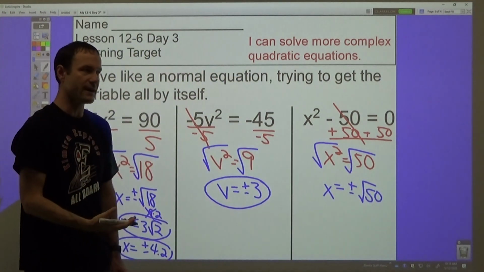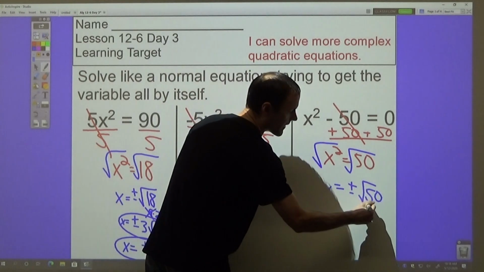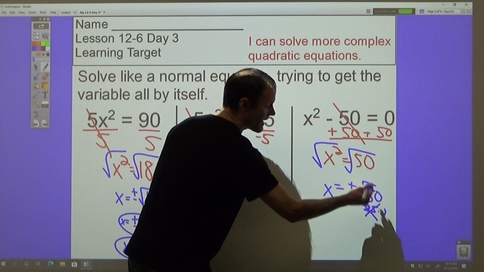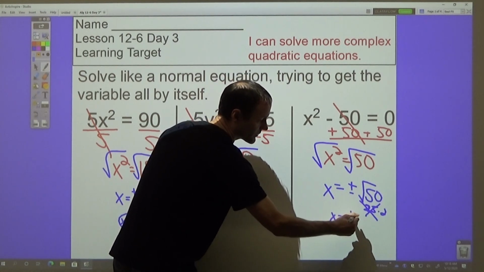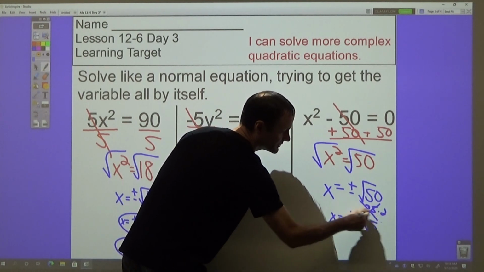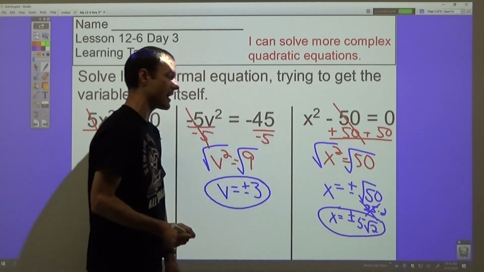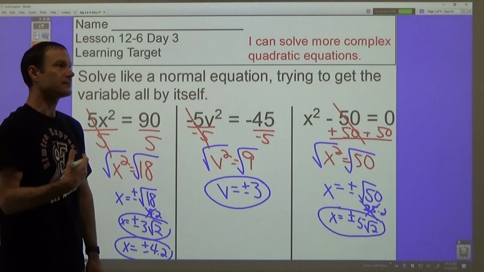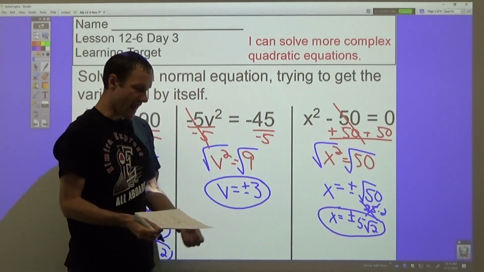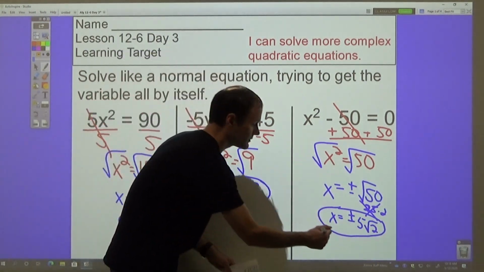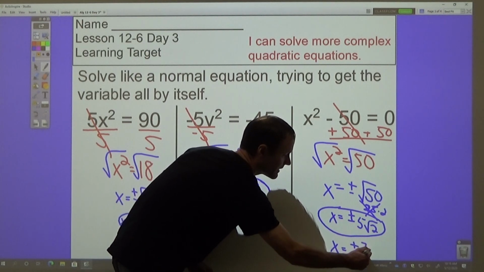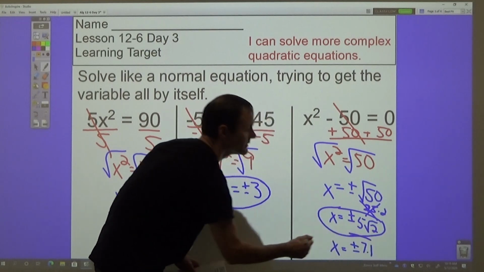Now 50 can be broken down. 50 is really 25 times 2. Remember, we're looking for our perfect squares. Cross off the 25, bring out the 5. So in simplest radical form, this is x equals plus or minus 5 radical 2. That would be your answer in simplest radical form. As a decimal, type it into your calculator. 5 square root 2 and -5 square root 2. So x equals plus or minus 7.1 when we round to the nearest tenth.